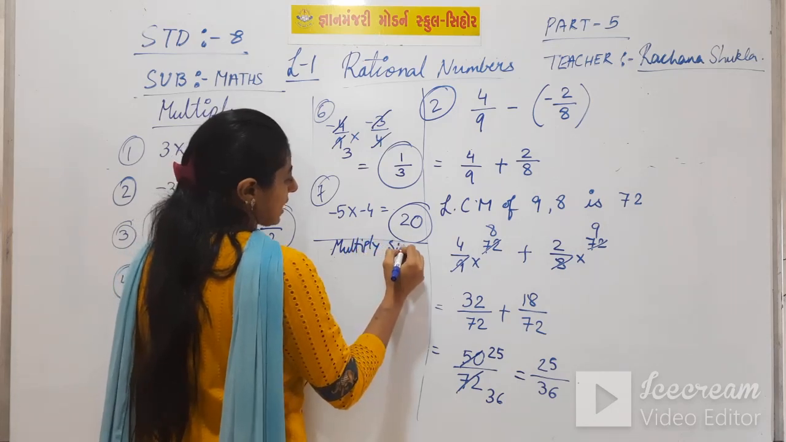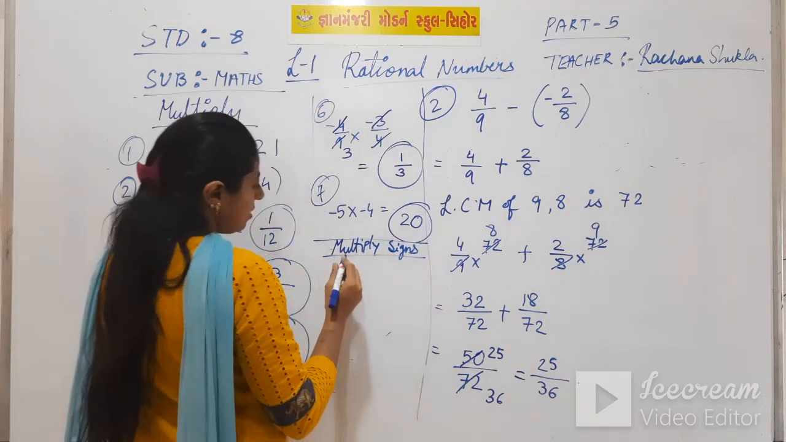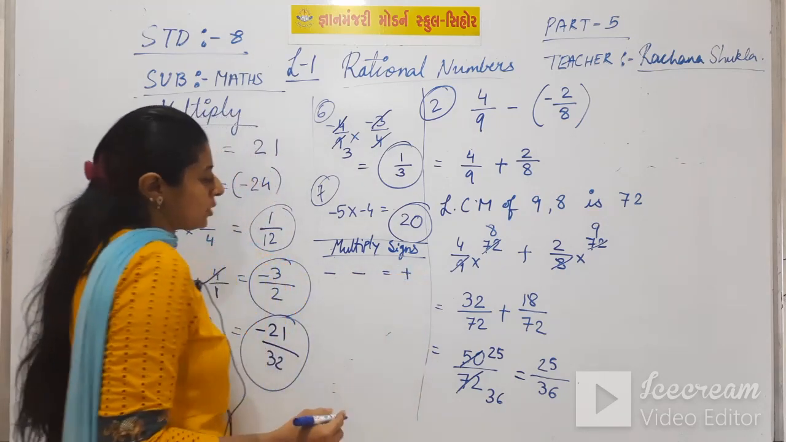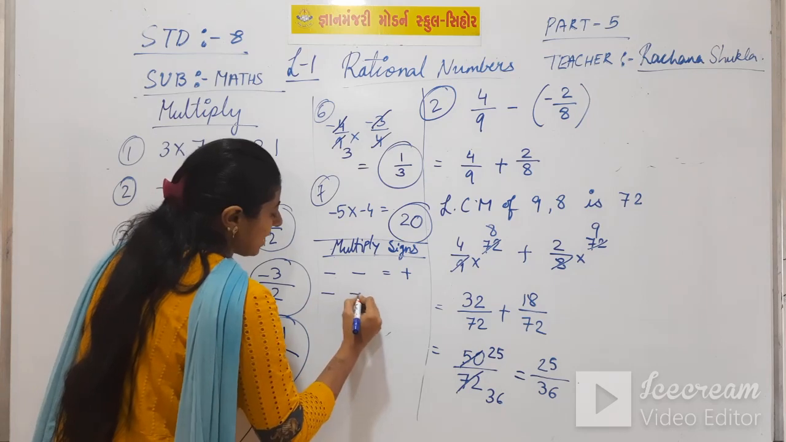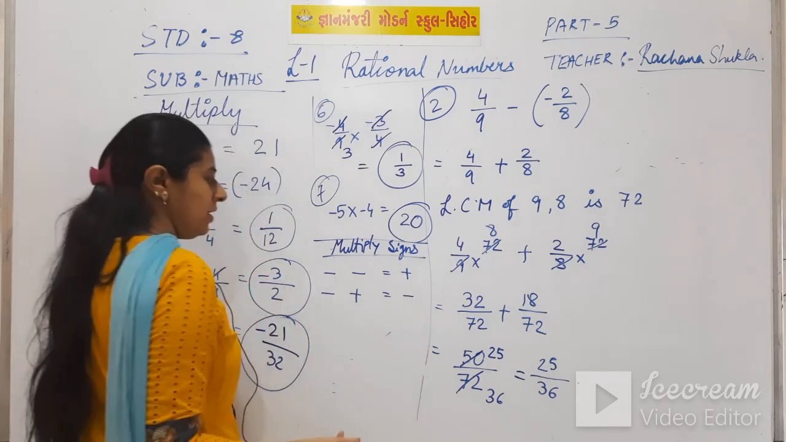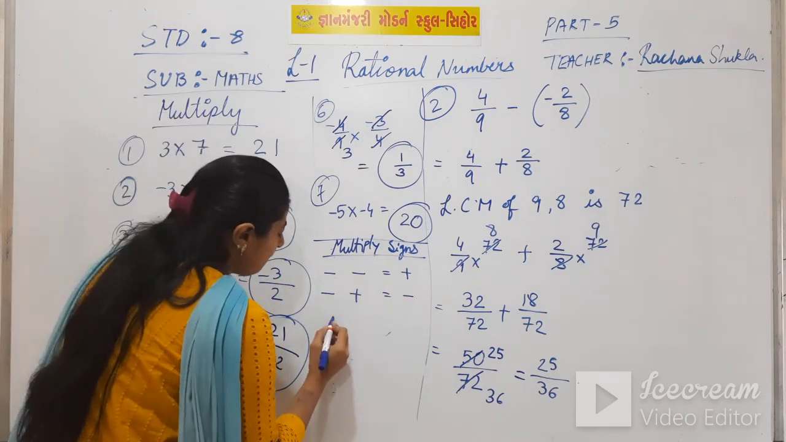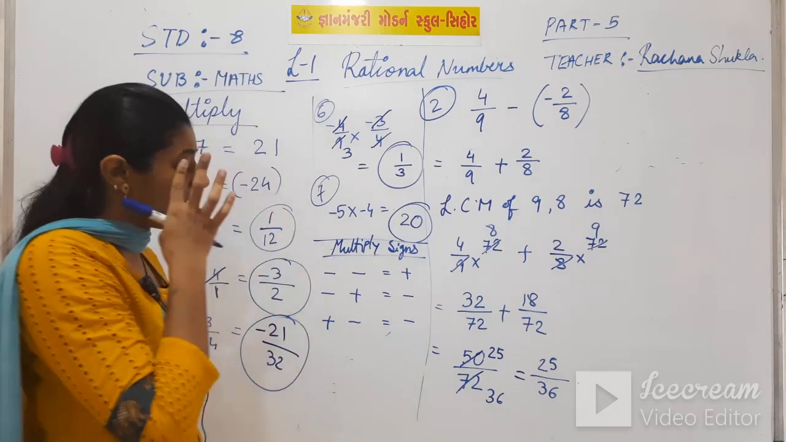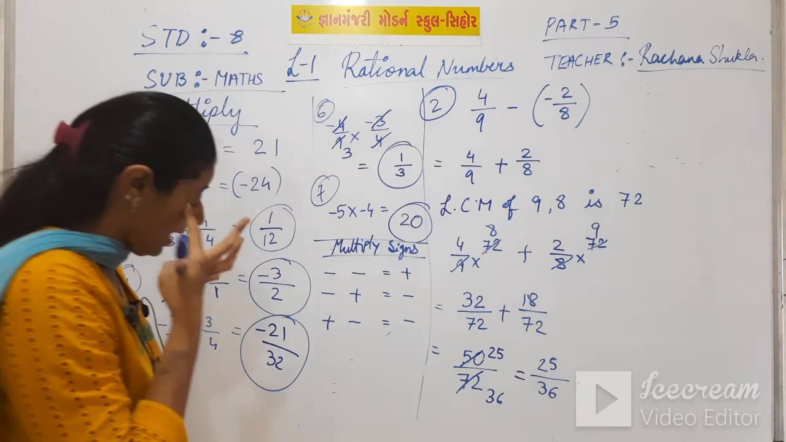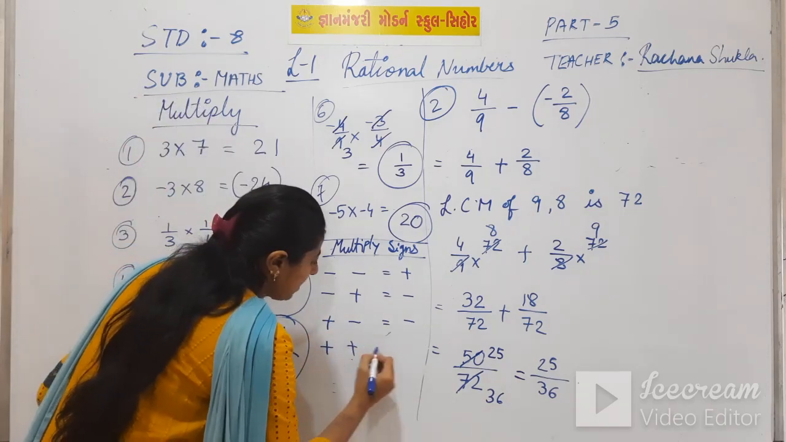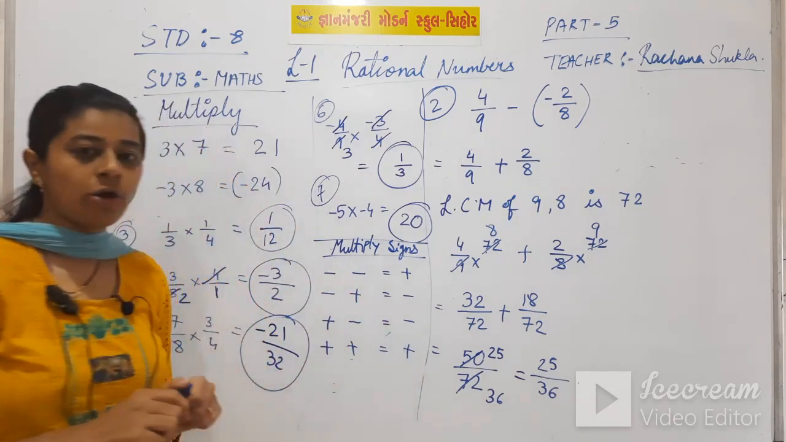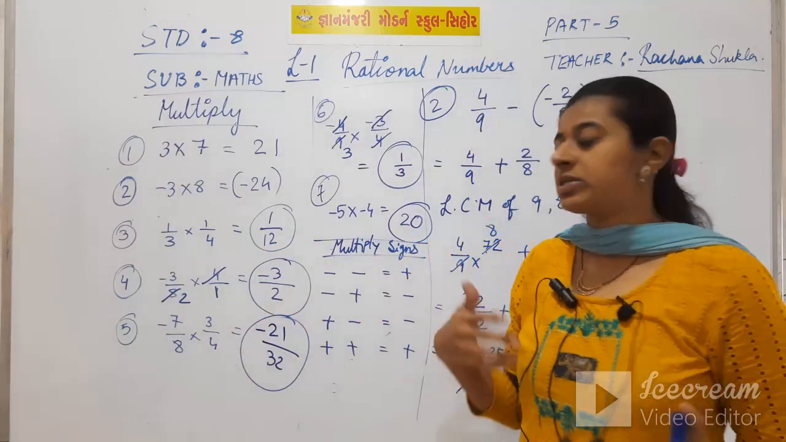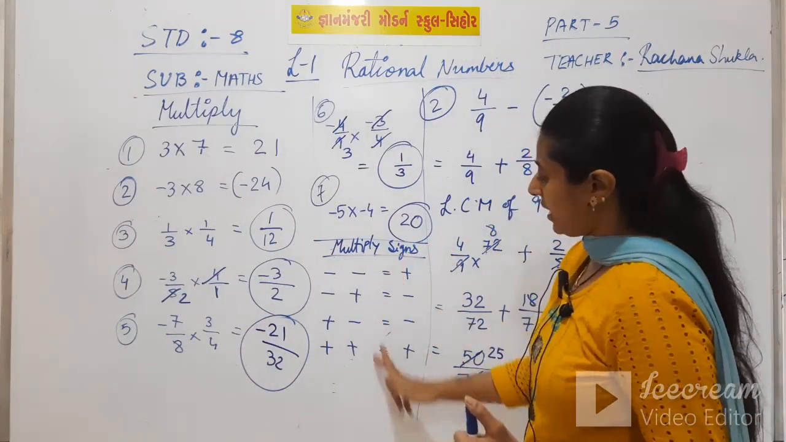Multiplication signs. If you have minus and minus, your answer will be positive. If you have minus and plus, your answer will be minus. If you have plus and minus, your answer will again be a negative sign, and plus and plus, then plus. This all of you know. Here it is not like greater number or smaller number, but the sign matters.